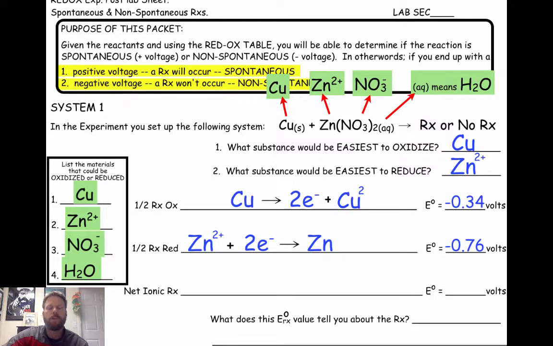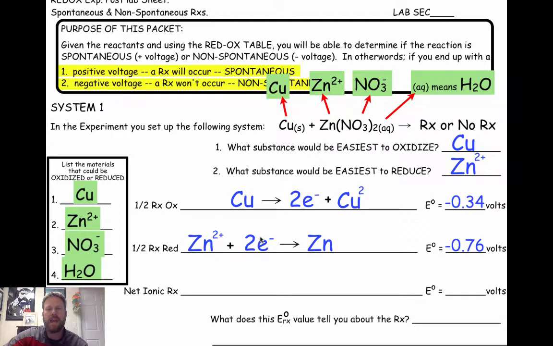And now we just need to add the half reactions together to get the net ionic reaction. This one's pretty easy because we have 2 electrons on the product side of our oxidation reaction and the reactant side of our reduction half reaction.